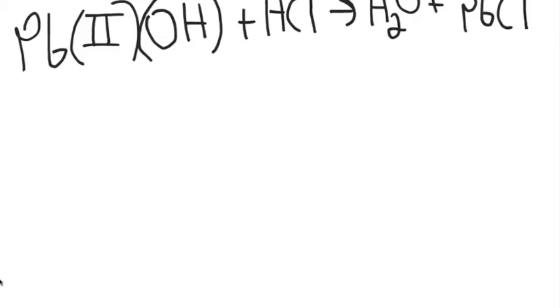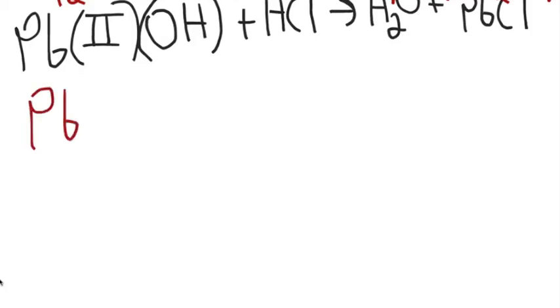So lead has a charge of +2, and hydroxide has a charge of -1. Hydrogen has a charge of +1, and chlorine has a charge of -1. Hydrogen has a charge of +1, oxygen has a charge of -2. Lead has a charge of +2, and chlorine has a charge of -1. Let's put the charges together now and balance out the equation.